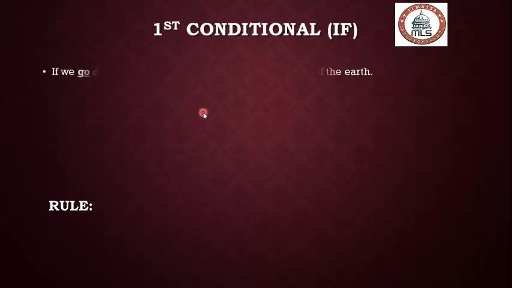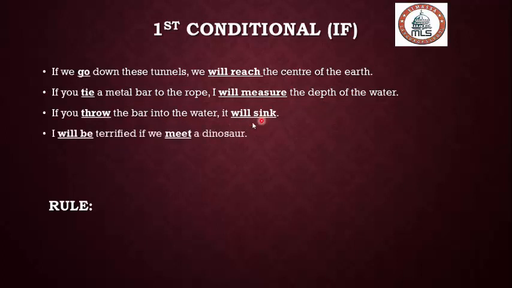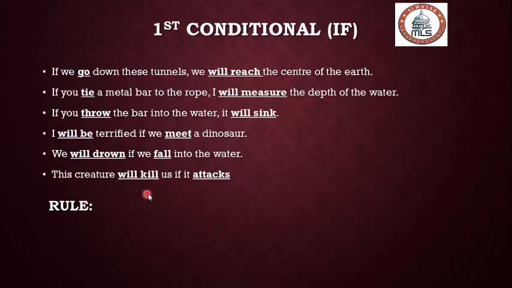The first conditional, like for this example: if we go down these tunnels, we will reach the center of the earth. Another example: if we tie a metal bar to the rope, I'll measure the depth of the water. If you throw the bar into the water, it will sink. I will be terrified if we meet a dinosaur. We will drown if we fall into the water. This creature will kill us if it attacks.